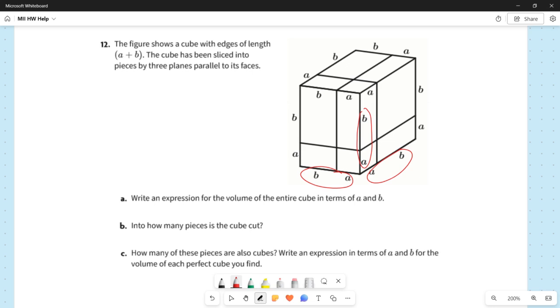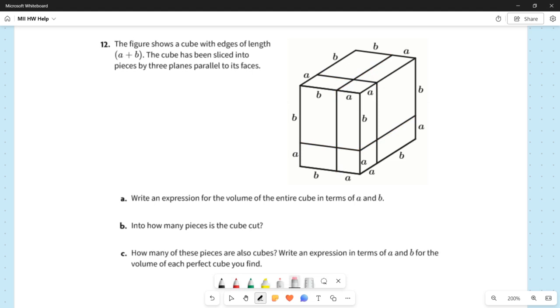So the cube has been sliced into pieces by three planes parallel to its faces. So we've taken this cube and we've cut it vertically, like right along that. We've cut it horizontally. And then we've cut it lengthwise, like that. So anyway, all right, let's get into the actual problem.